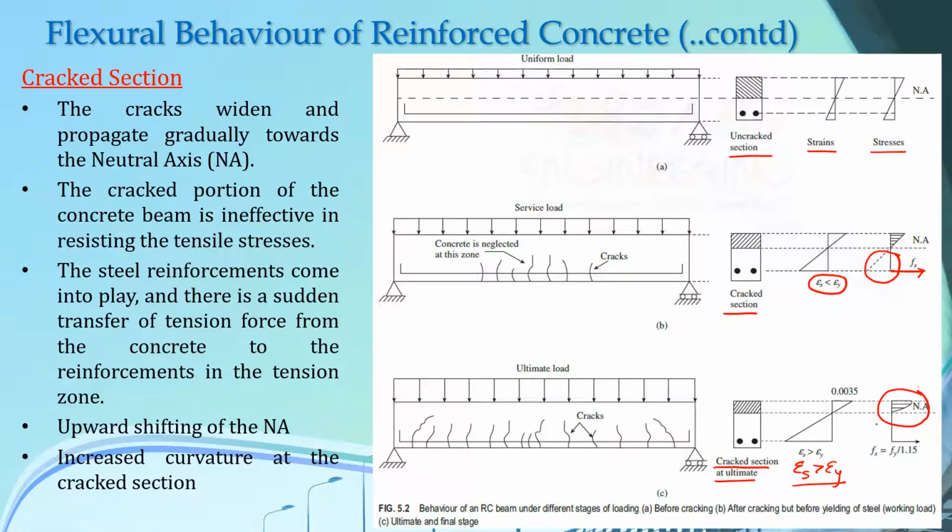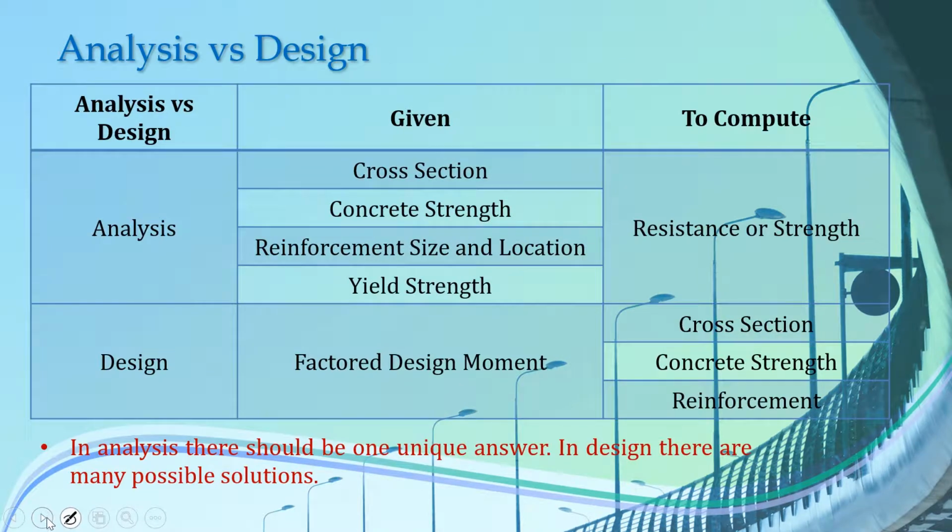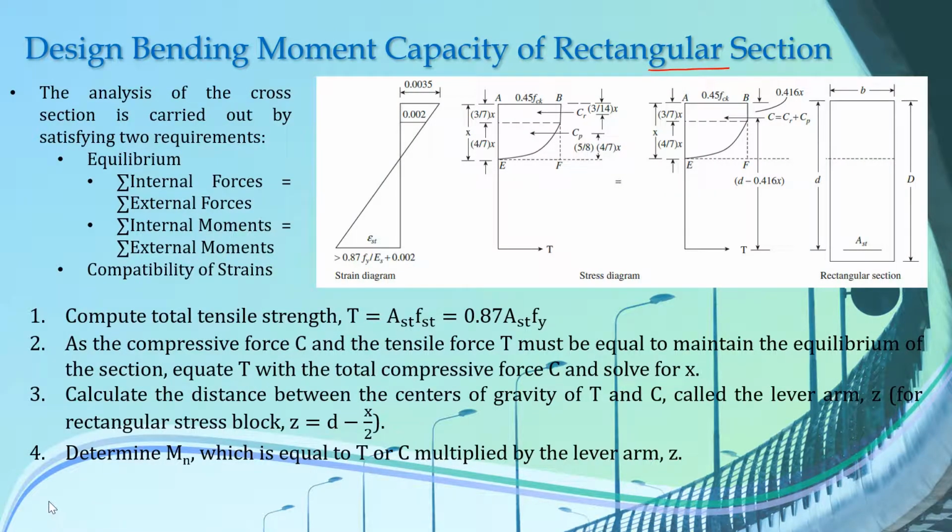So we will deal with this non-linear compressive stress block, and using that we will derive the design bending moment capacity of a rectangular beam. So let's look here. In this diagram you can first see the strain diagram here, and first I want to discuss this stress diagram. This is the stress diagram of our rectangular beam for the ultimate cracked stage. Here you can see that the stress diagram has changed into a non-linear form.